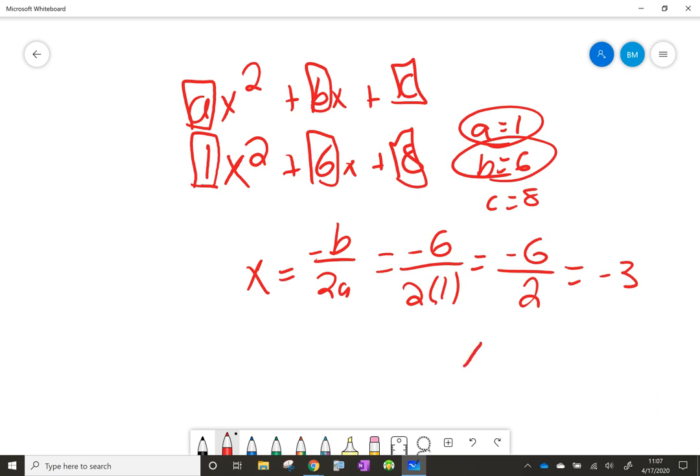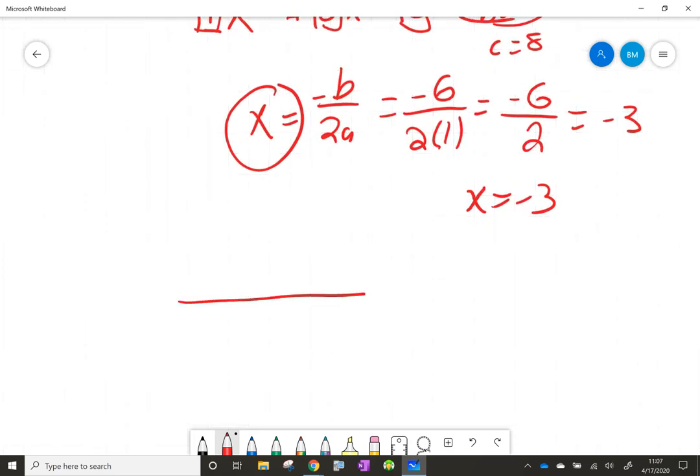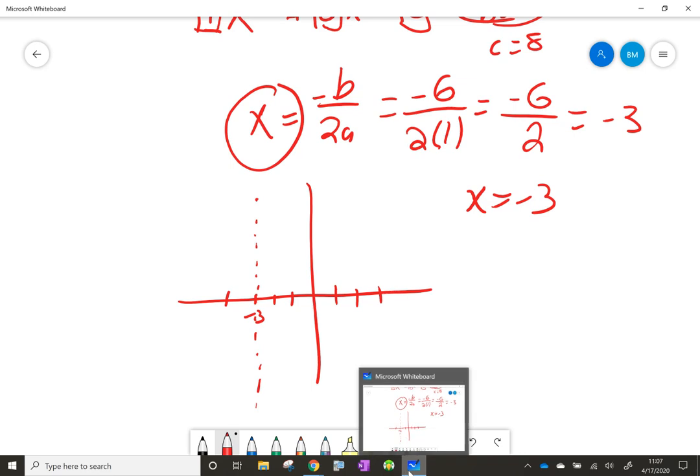So my axis of symmetry is at x equals negative 3, because don't forget it was x equals, not y equals. Meaning, when you look at a coordinate plane, where you see negative 3 on the x-axis is where your axis of symmetry will lie. So it'll be a vertical line through there, kind of the middle of the parabola.